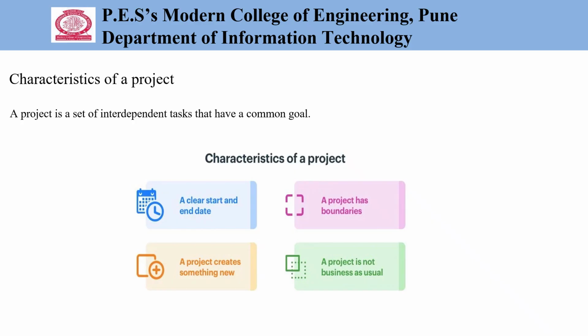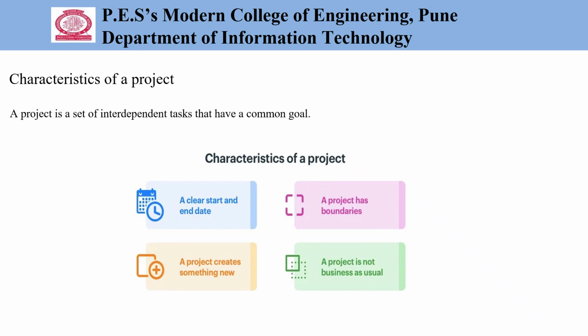So a project is a set of interdependent tasks that have a common goal. Obviously, when you are going to deliver a project, it has some tasks that you need to complete within a given deadline, from the starting date to the end date. So this image gives a clear idea about the characteristics of projects.